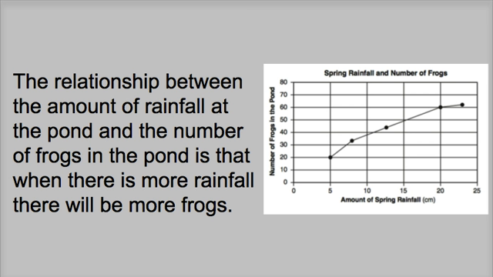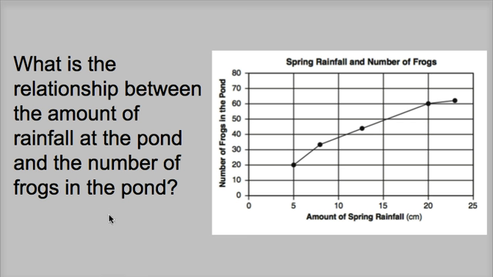Now imagine if you were reading your claim and they didn't know what question you were answering. The person reading it might just assume that the question was, what happens when you have more rainfall? Oh, when you have more rainfall, you have more frogs. But by saying the relationship between the amount of rainfall at the pond and the number of frogs in a pond is that when there is more rainfall, there will be more frogs, when we go back to the original question, it completely answers it.